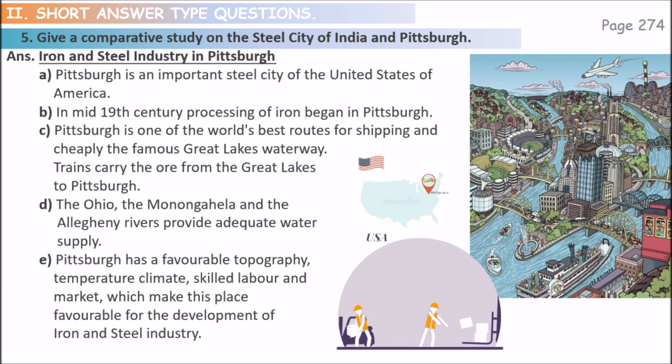Trains carry the ore from the Great Lakes to Pittsburgh. The Ohio, the Monongahela, and the Allegheny rivers provide adequate water supply. Pittsburgh has a favorable topography, temperate climate, skilled labor, and market, which make this place favorable for the development of the iron and steel industry.